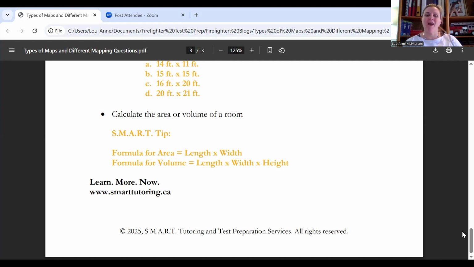A smart tip that I have for you is to record and memorize the formulas for area and volume. As you can see, we use area and volume in mapping, but we also use area and volume in other questions that are related to the mechanical aptitude section on a firefighter test. The formula for area is length times width, and the formula for volume is length times width times height.